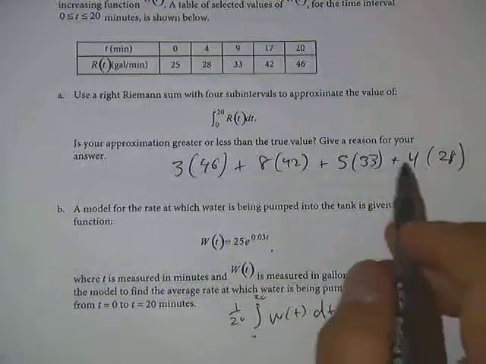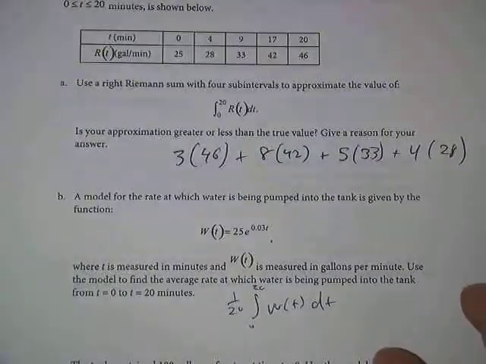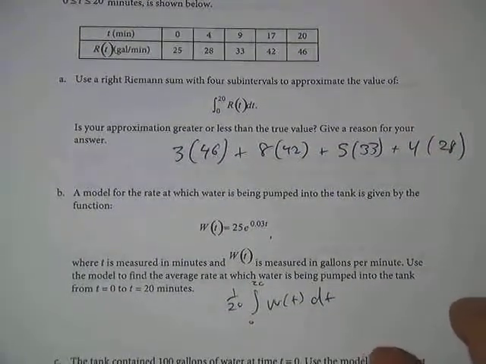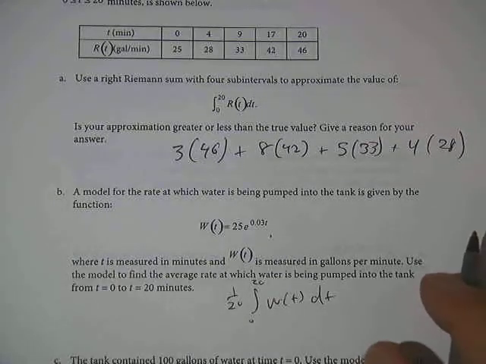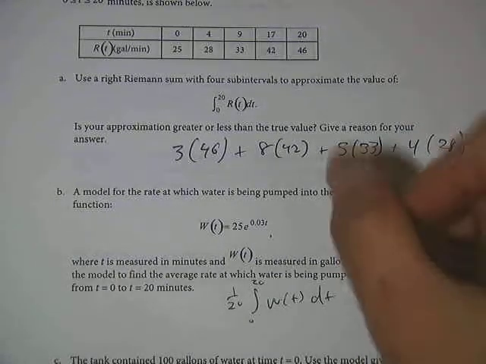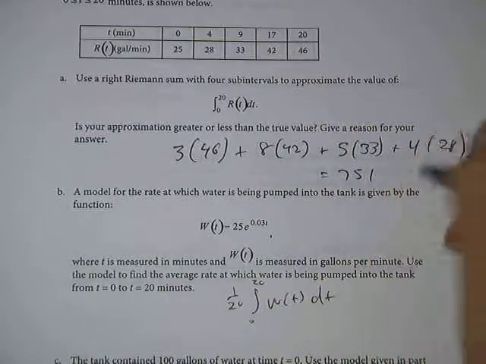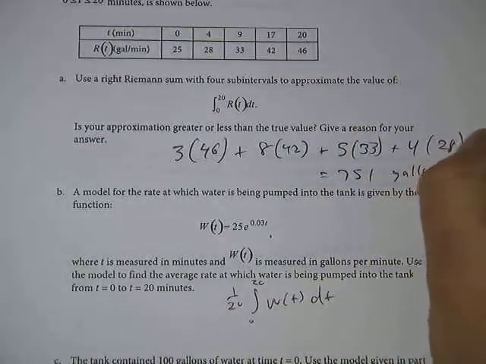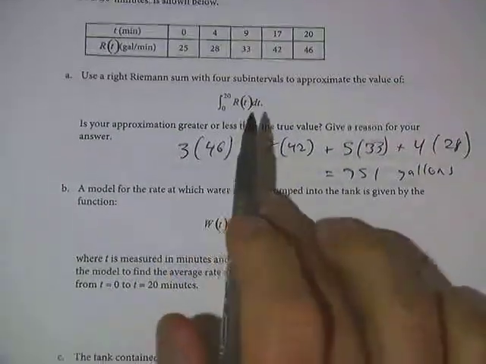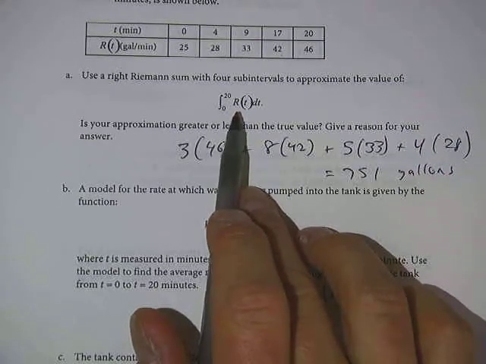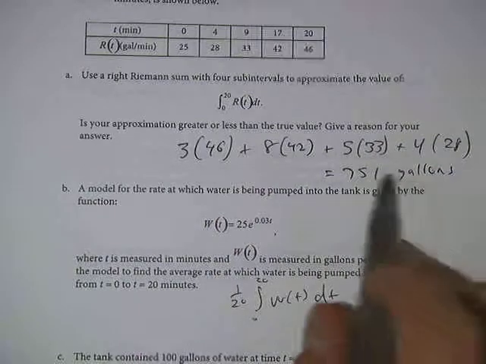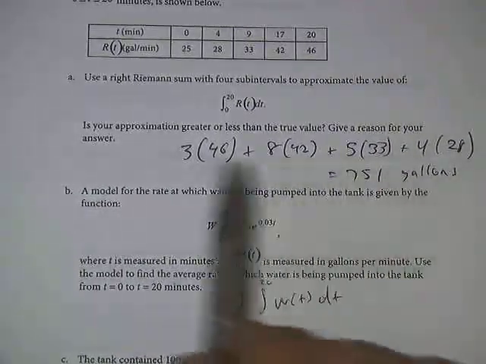The next one would be 19 and 7. The difference would be 8, and the height would be the next height, which is 42. The next one goes from 9 to 4, which is 5, and the height would be the 33 height. And the last one goes from 0 to 4, so that would be 4, and the height would be the 28 height. Again, we don't use the height for the 25 because that's the left endpoint.